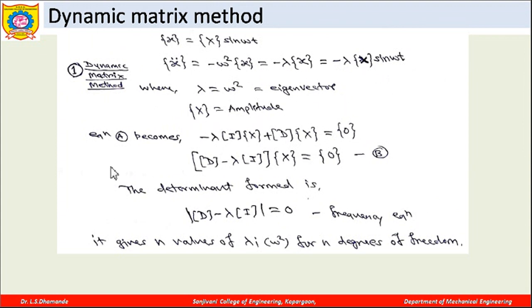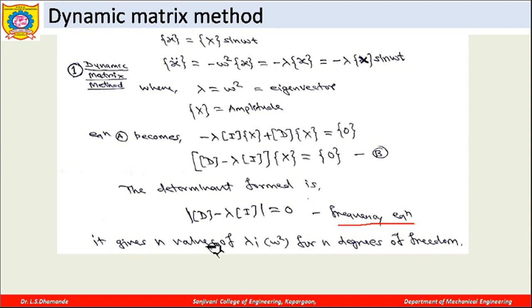and X is nothing but the amplitude. So equation 1 becomes minus lambda I into X, because I am putting the value of x double dot as minus lambda into x, plus D into X, that is equal to 0. Now if I rearrange these terms, I will write D minus lambda I into X equal to 0. If I take the determinant of D minus lambda I, that is actually the frequency equation, and if you solve this equation, you get the natural frequencies for that system.